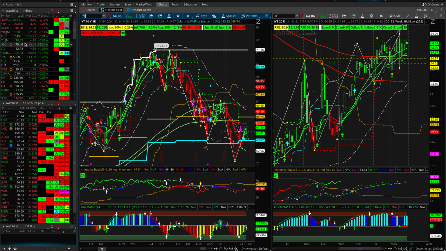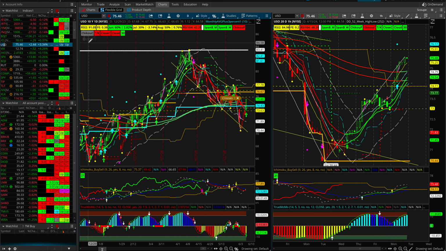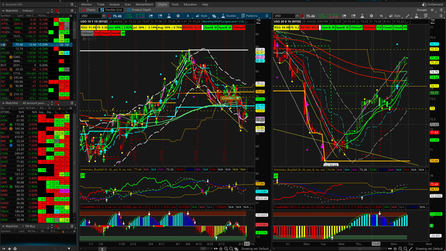Oil. It's coming up to possibly break that trend line, that downward sloping channel, break into the upside, but potentially be a new trade to the upside.